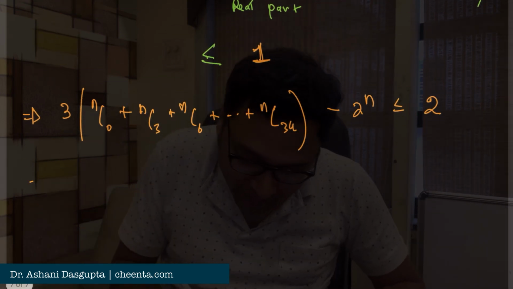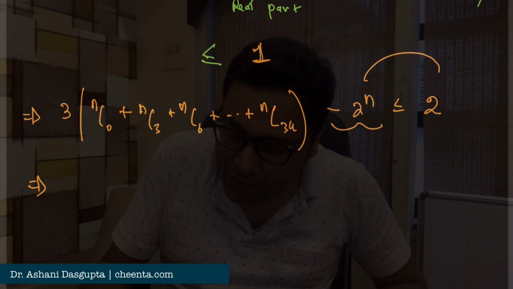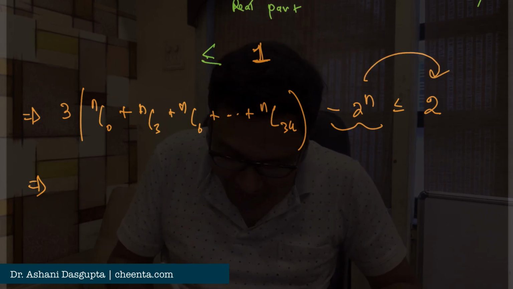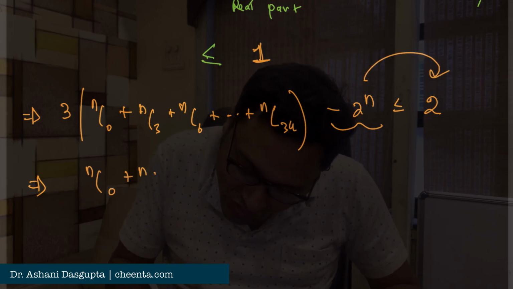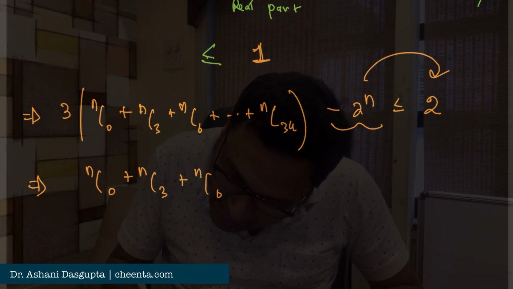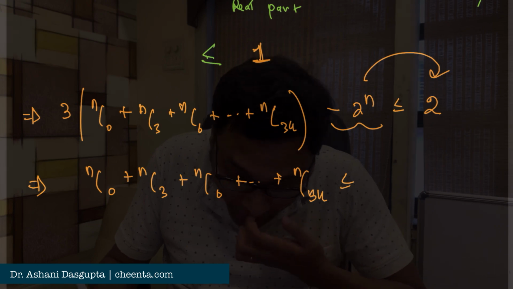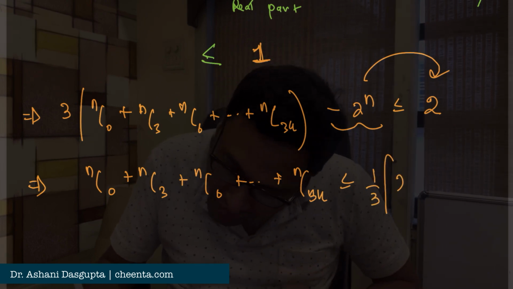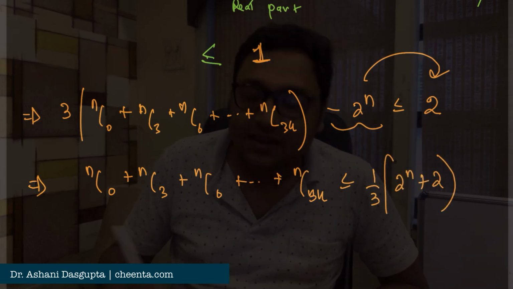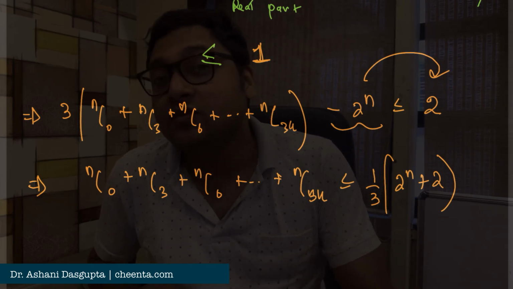And I am done because I can just take the negative 2 to the power n to the other side and divide by 3. So n choose 0, n choose 3, n choose 6 up to n choose 3k is less than or equal to 1/3 of 2 to the power n plus 2, exactly what we wanted.